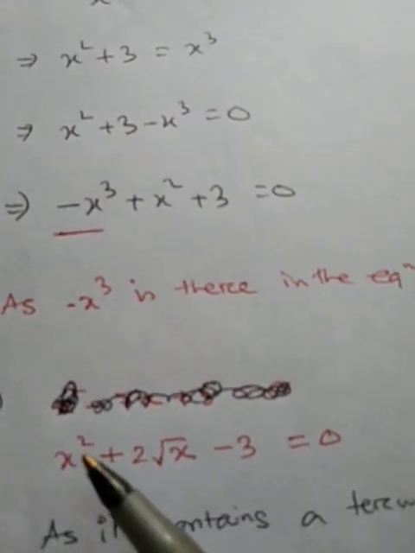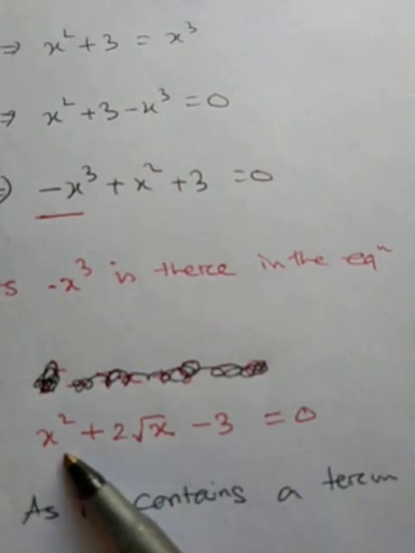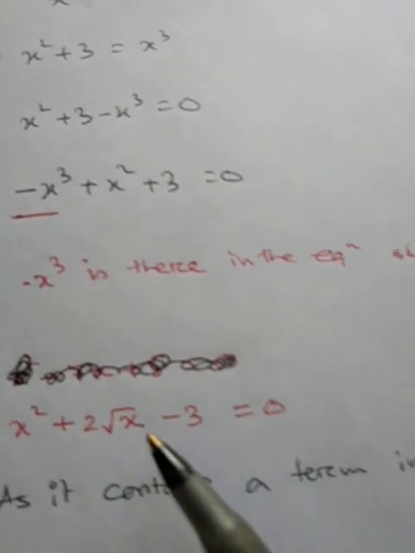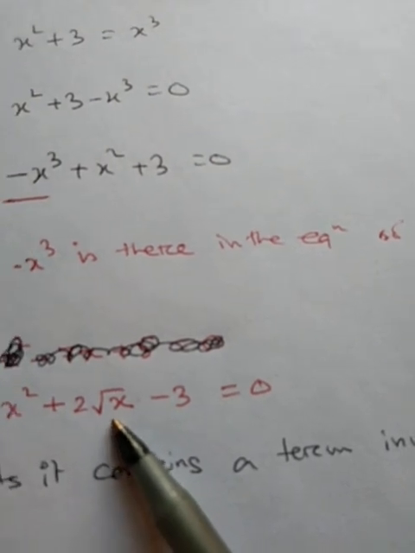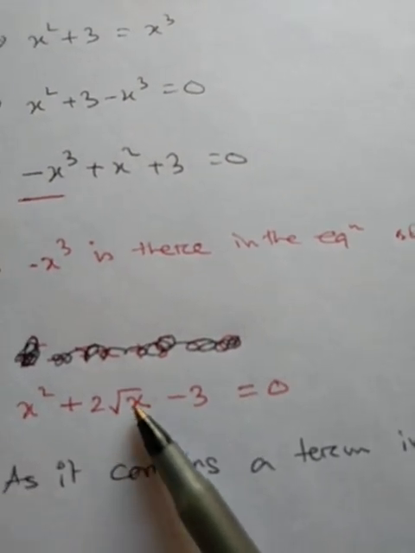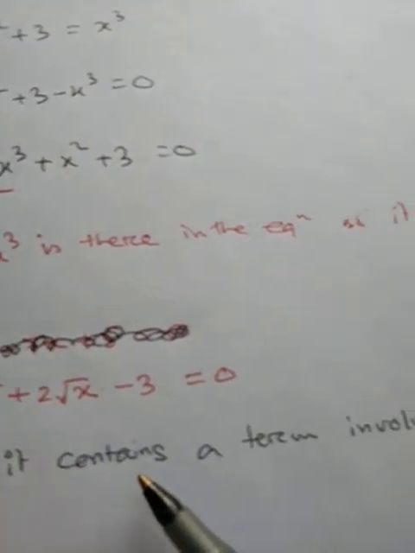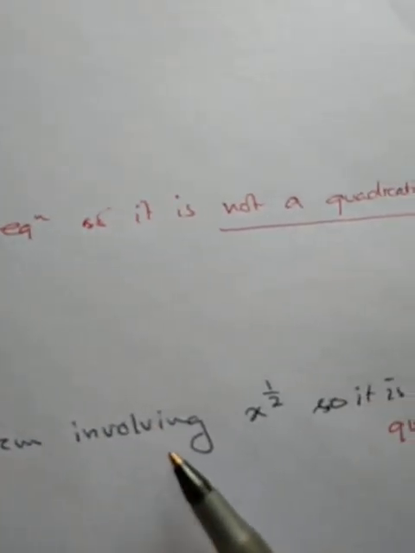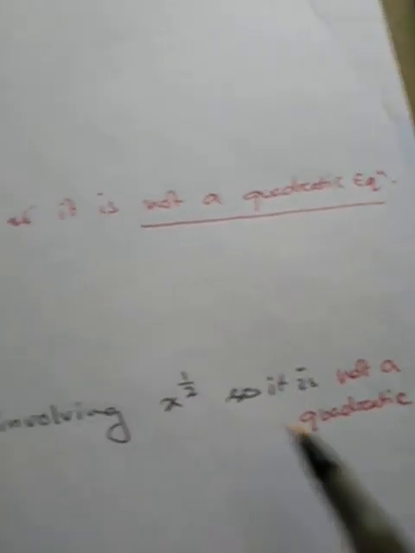Next example, x square plus 2 root x minus 3. This is again not a quadratic equation because if we see this second term, this is root over x. So root over x means it is x to the power 1 by 2. So we have written that it contains a term involving x to the power 1 by 2, so it is not a quadratic equation.